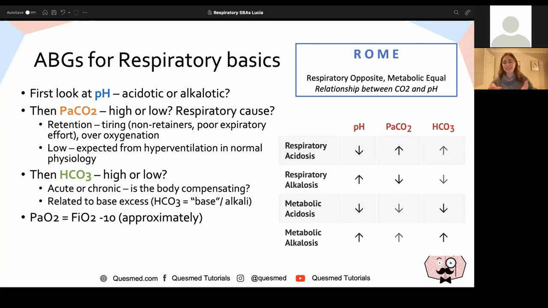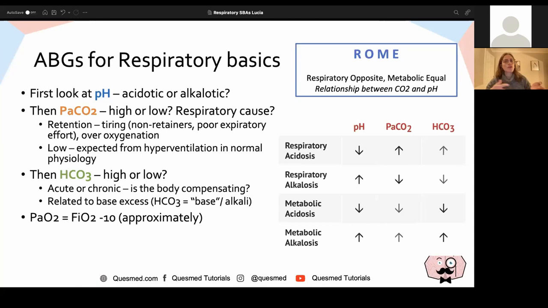Once you've got the pH, you can then move on to looking at the CO2. Is the CO2 high or low? In other words, does it explain the pH? So if the pH is low and the CO2 is high, then that is a respiratory acidosis. And if the pH is high and the CO2 is low, then it's a respiratory alkalosis. Now, you can look at the bicarbonate at that point. Is it high or is it low? A mnemonic is to think ROME.